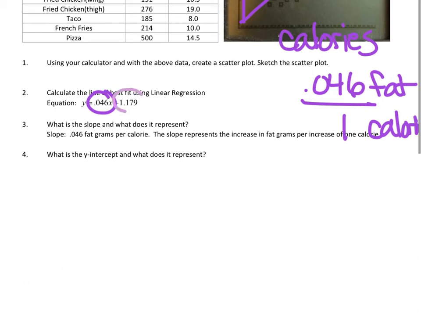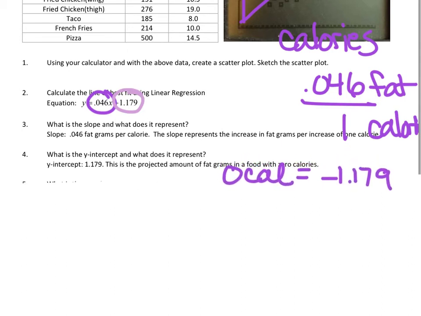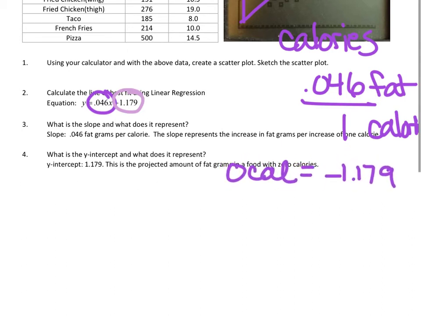Well, there's your y-intercept, negative 1.179. So what does it mean? It means if x is 0, that means x is our calories, 0 calories, then there's going to be negative 1.179 fat grams. This is the projected amount of fat grams in a food with 0 calories.